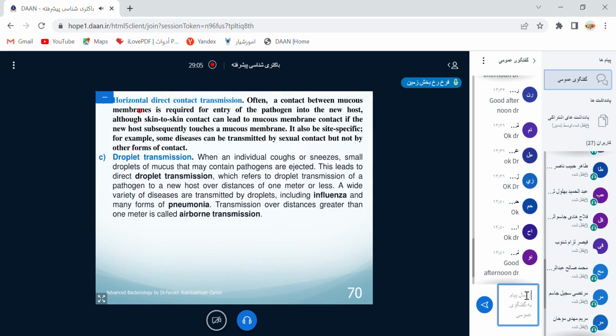Another transmission is horizontal direct contact transmission. Horizontal direct contact transmission.